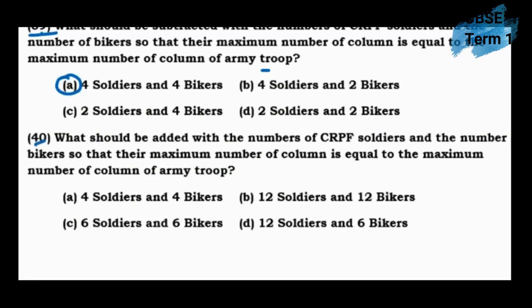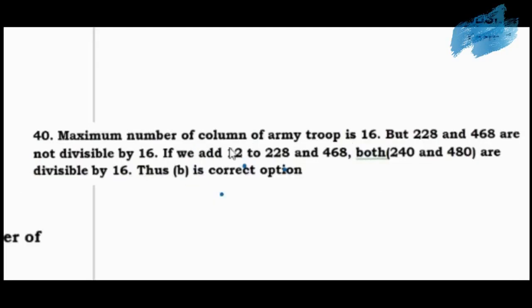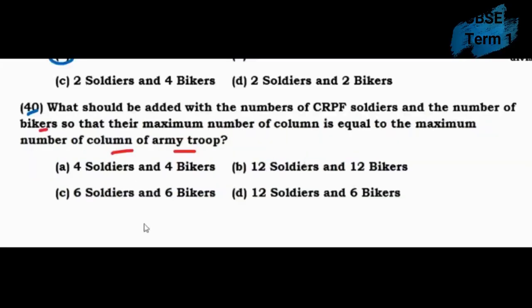Last question of the model paper, the 40th question: what should be added to the number of CRPF soldiers and the number of bikers so that the maximum number of columns is equal to the maximum number of columns of the army troops? We know the maximum number of columns of the army troops is 16, but 228 and 468 are not divisible by 16. So we have to add 12 to 228 and 468 to get 240 and 480. The HCF of 240 and 480 is 16. Therefore, B is the correct option. So 12 soldiers and 12 bikers are to be added.